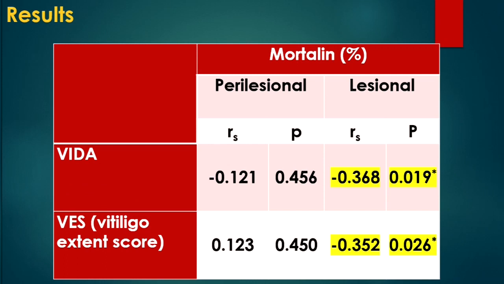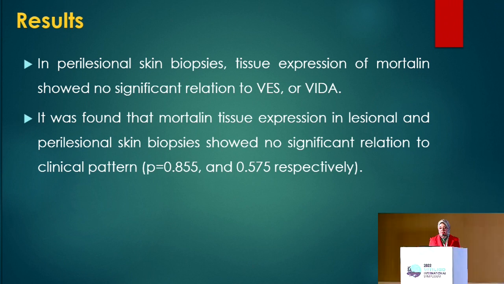As for the expression of Mortalin in the lesional skin, it was significantly correlated and inversely proportional to the VIDA score with a p-value of 0.019. And it was also significantly correlated and inversely proportional to the VESI score with a p-value of 0.026. However, in perilesional skin biopsies, tissue expression of Mortalin showed no significant relation to the VESI score or the VIDA score, and it was found that Mortalin tissue expression in lesional and perilesional skin biopsies showed no significant relation to the clinical pattern.